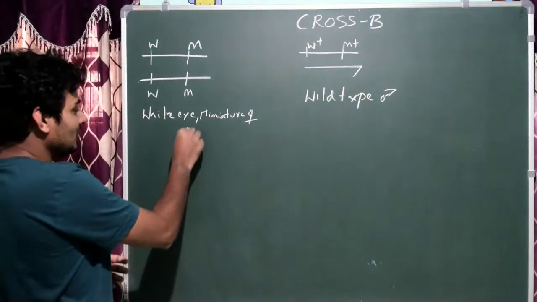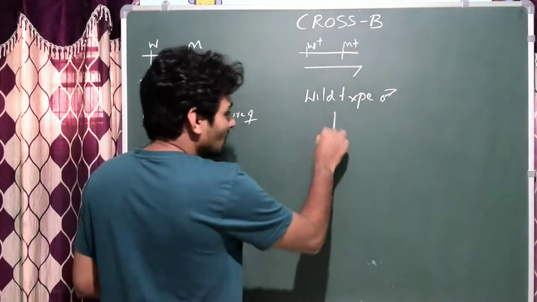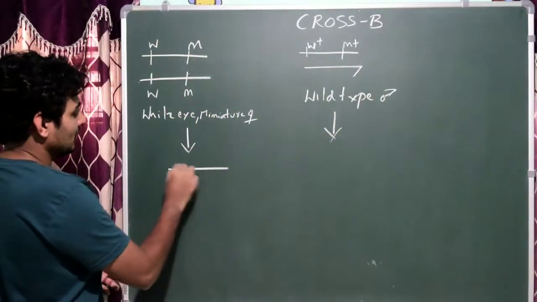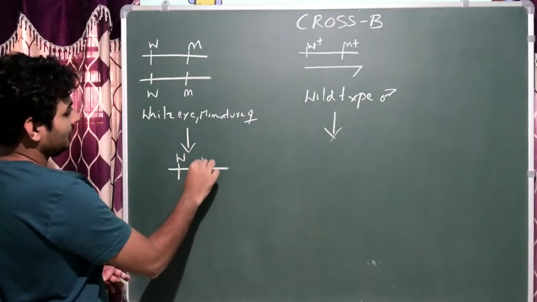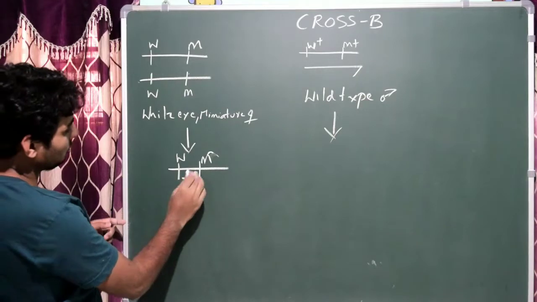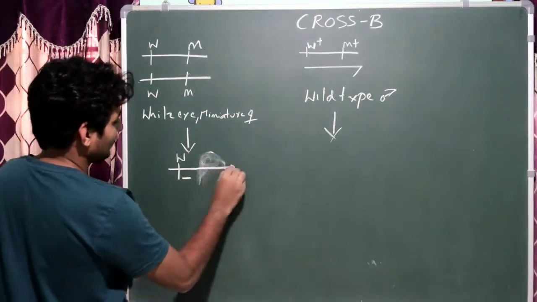So I think there is no need to do everything. You know the logic and you know how to do all these things. It's actually simple. Let us just write the female gamete, the X chromosome with W M. You could see the distance between the two. So we'll write it like this.